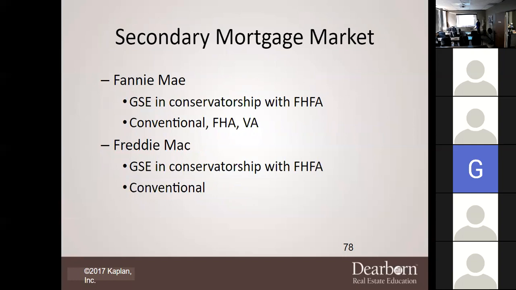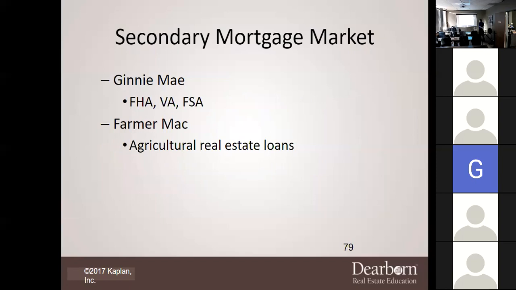Now, the secondary mortgage market, this is where you have Fannie and Freddie. Both of these are now in conservatorship with the FHFA. They used to be independent, but in 2008, because they were not managing things properly, they almost went bankrupt, okay? Fannie and Freddie deal with conventional, FHA and VA. So as long as loans are what we call conforming, what does conforming mean? They are consistently the same, then they can be bought by Fannie and Freddie, which are governmental entities, okay? There is also Ginnie Mae, which also deals with FHA, VA, and FSA, and Farmer Mac, which deals with agricultural real estate loans.